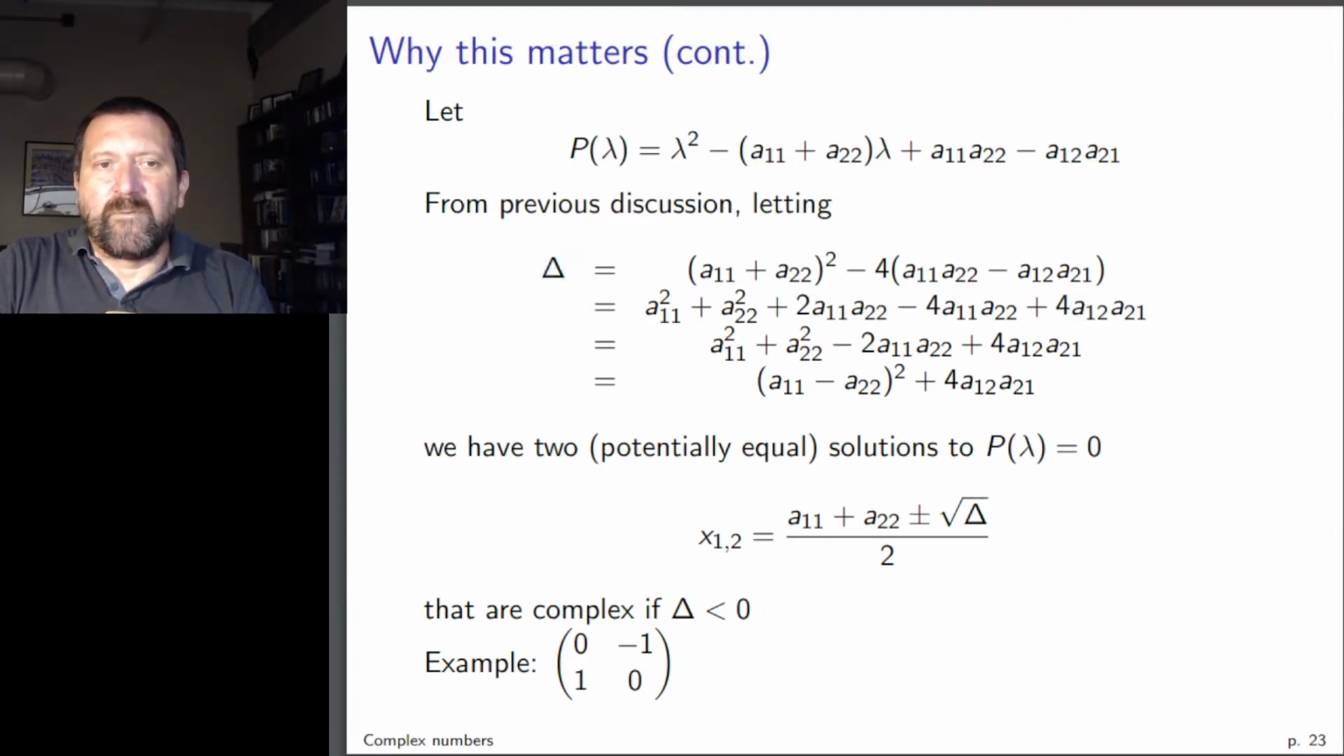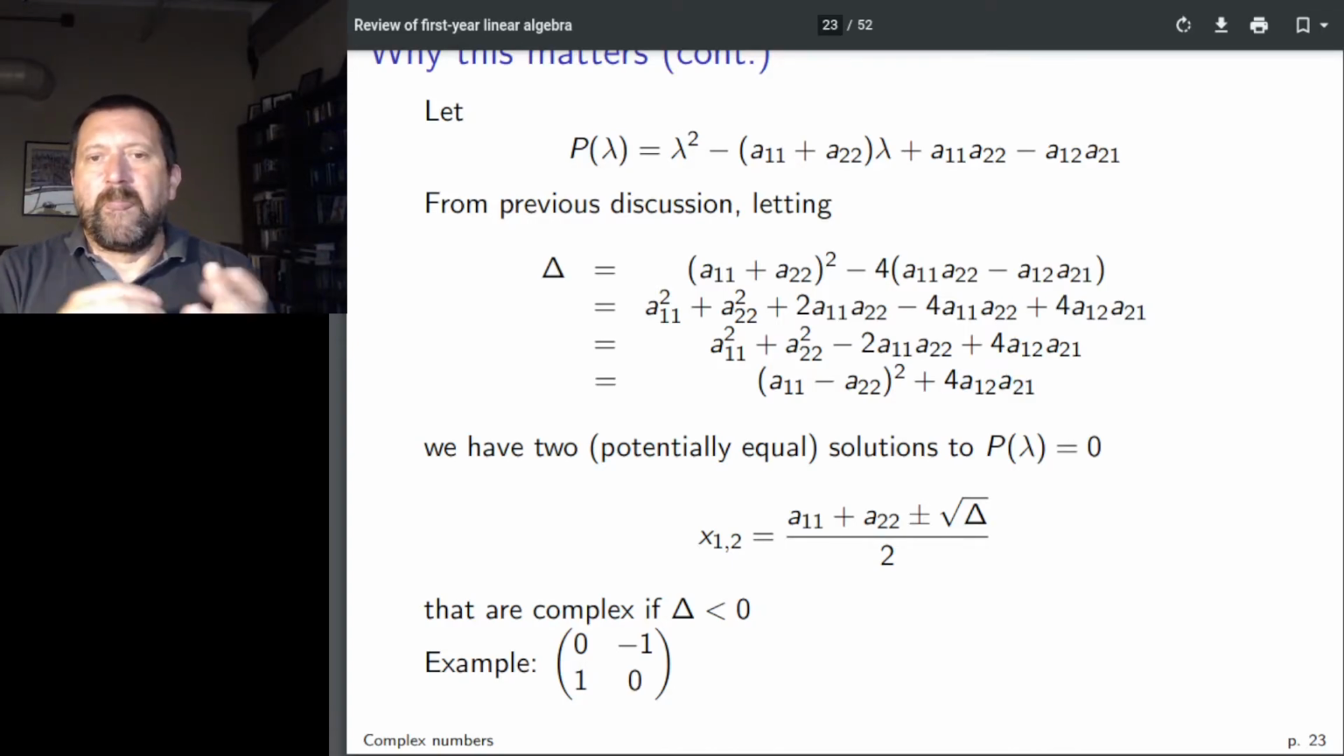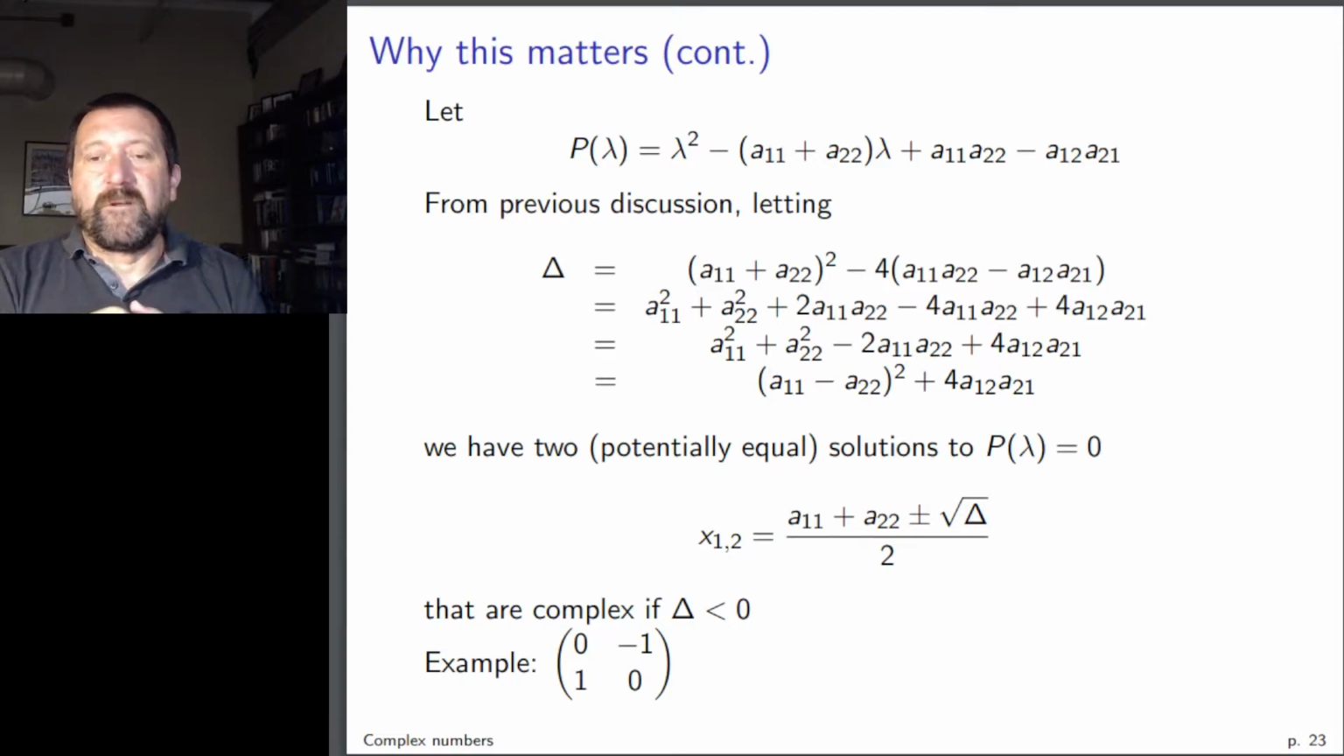I compute my discriminant delta, which is simply the square of this minus 4 times the product of the other terms. So this is this number here, and in the end we get this. So the discriminant is (a11 minus a22) squared plus this number. Now, (a11 minus a22) squared is, of course, a non-negative number, but this term here could very well be negative, so it's possible that delta will be negative.